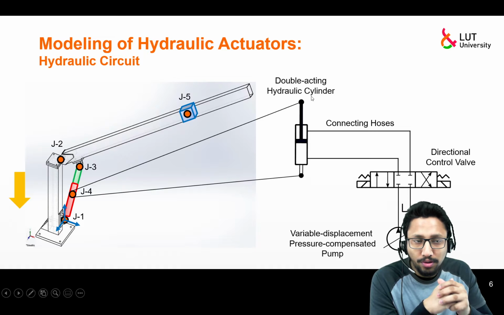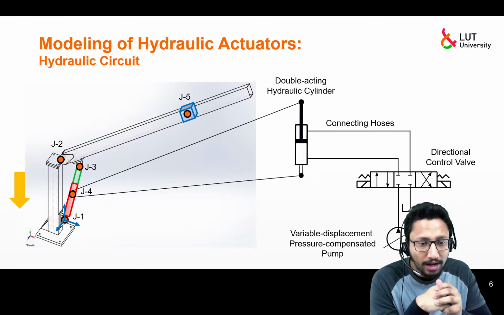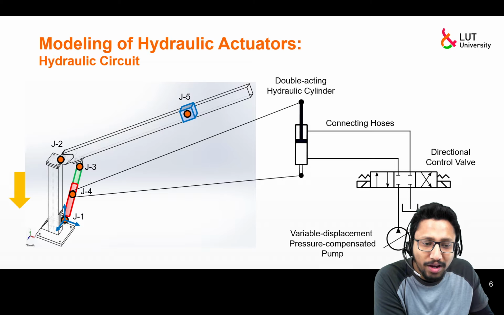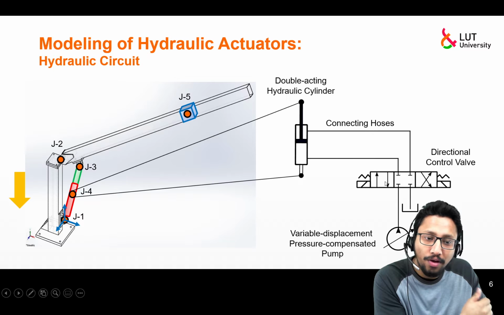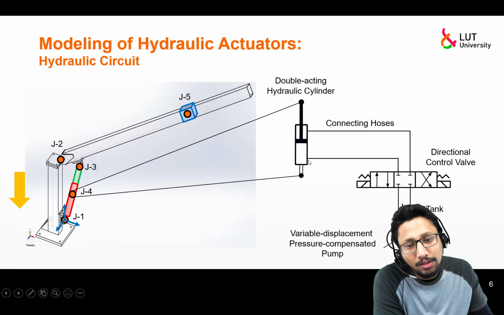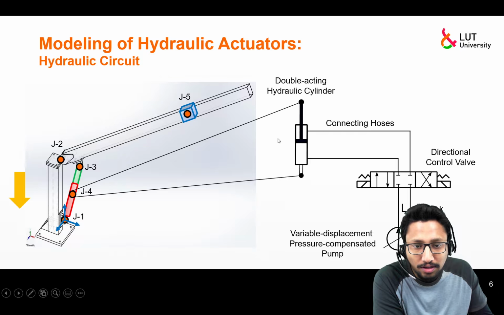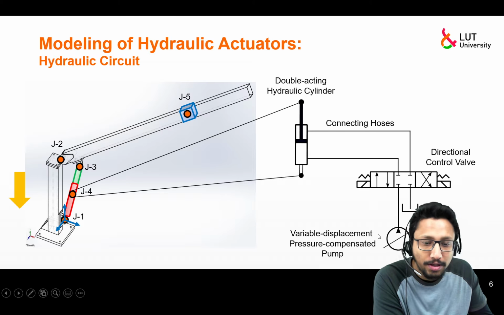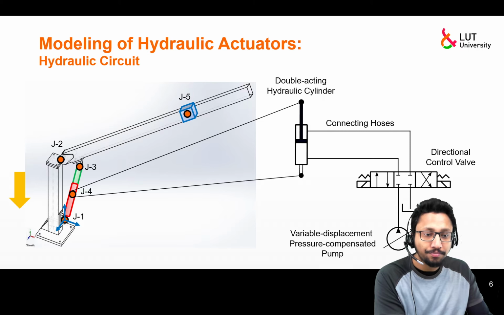Remember that in tutorial 6 and 7, what we had over there were also similar components but of different type. For example, the directional control valve in those tutorials was 3 by 2, whereas in this one we have a 3 by 4 directional control valve. In those tutorials we had the hydraulic cylinder as a single acting, but here we have a double acting hydraulic cylinder. And for the pump, there we had a constant pressure source as a pump, but here we have a variable displacement pressure compensated pump.